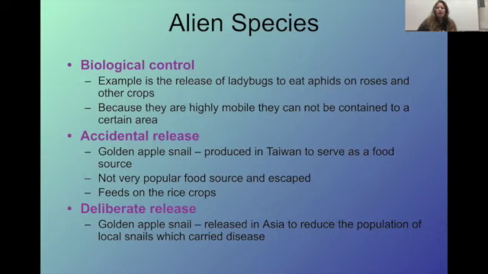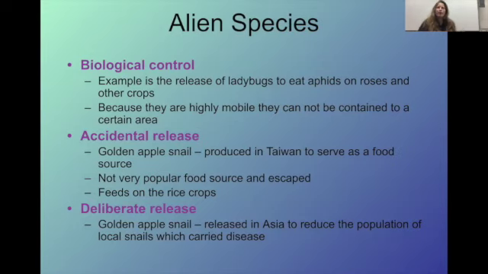So biological control, again, is the release of ladybugs to eat aphids. They're highly mobile, so it's hard to keep them contained in an area. An example of an accidental release is the golden apple snail in Taiwan. They were produced as a food source. Hey, here's this cheap way to get protein in the hands of the people. The people didn't like them, and so they threw them out, and then they took over the rice paddies.